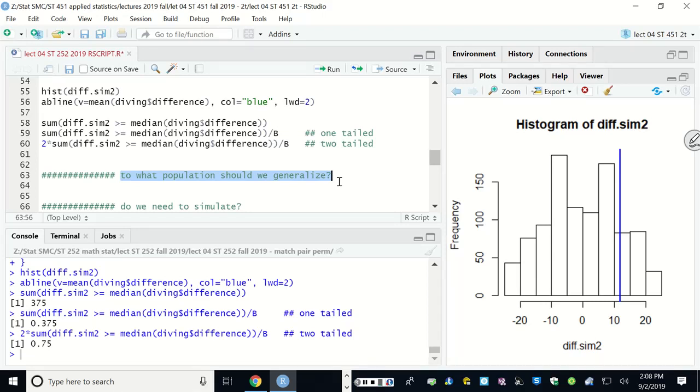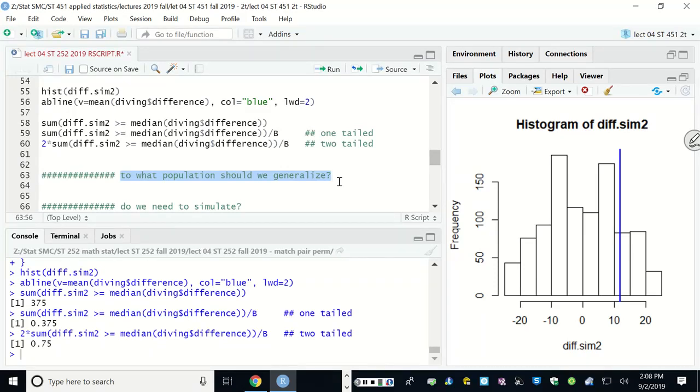You hope that those people are broadly representative of this big group. In this case, if these are the Olympic-style divers at this point in time, doing a certain meet in a foreign country, or in some other country under some circumstances, it's a little bit less clear what you're generalizing to.